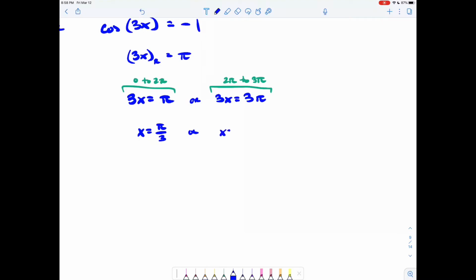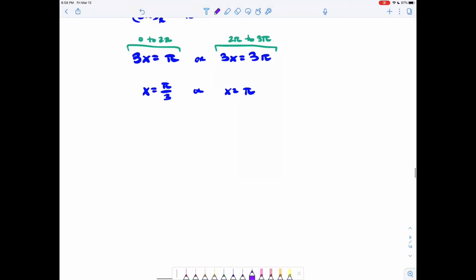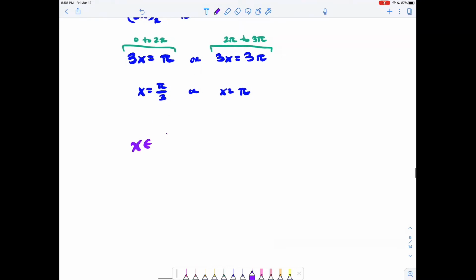Or x is pi. You are welcome to leave your answer like that. That is considered acceptable. But moi, I just want an excuse to draw curly braces. So there are my answers. Whew. What fun.